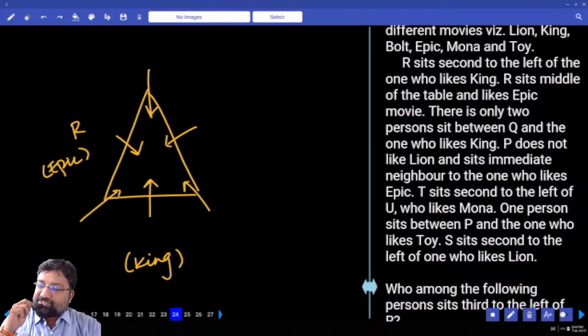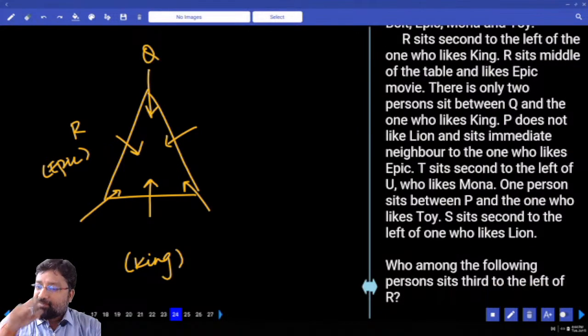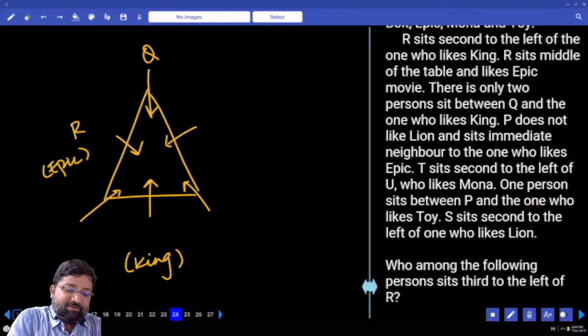There are only 2 persons between Q and the one who likes King. Exactly opposite. P does not like Lion and sits immediate neighbor of the one who likes Epic. Who is liking Epic? R. And P does not like Lion.